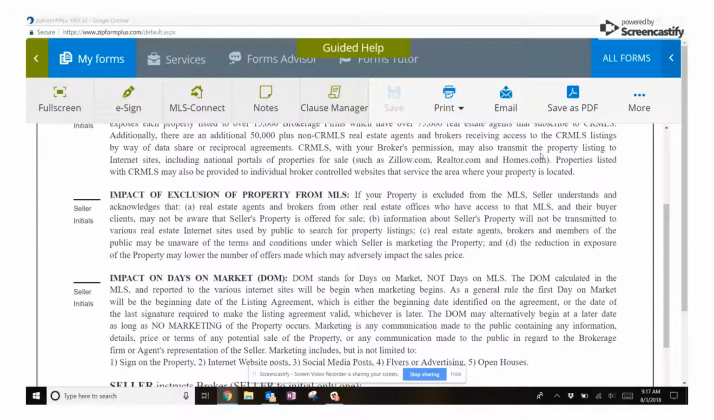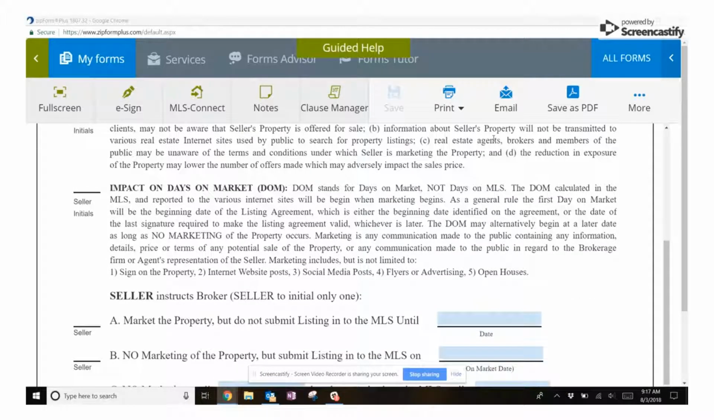Paragraph 3, the impact on the days on market. Now this is a big one. This is a big one because when the seller does allow us to input the listing into the MLS on a date that's different from what's on the listing agreement, this does impact the DOM. Now what DOM stands for is days on market, not days on MLS.